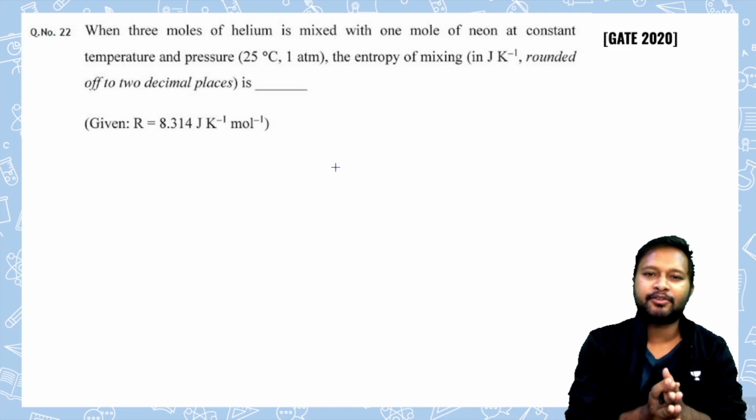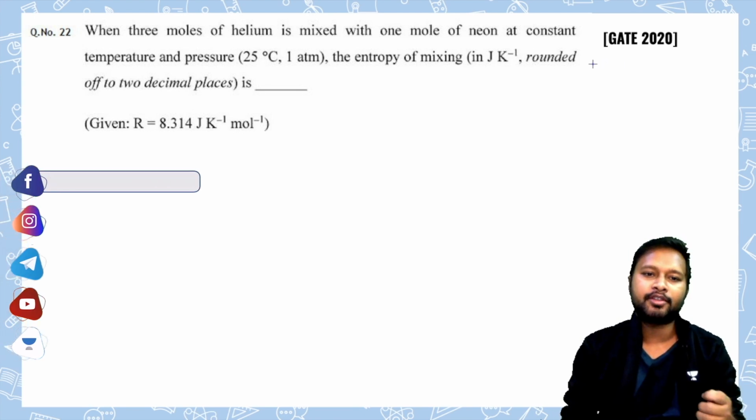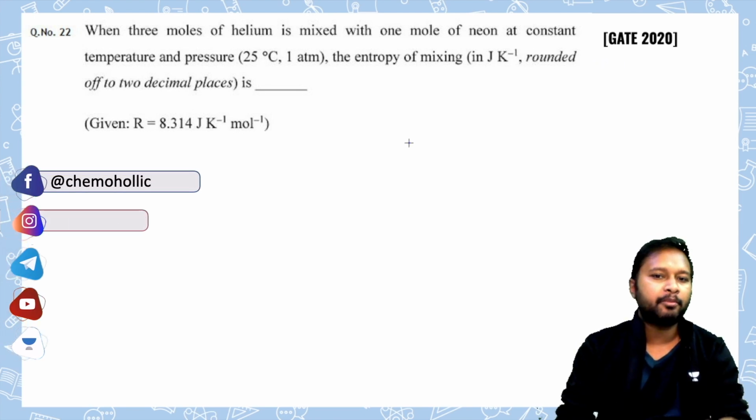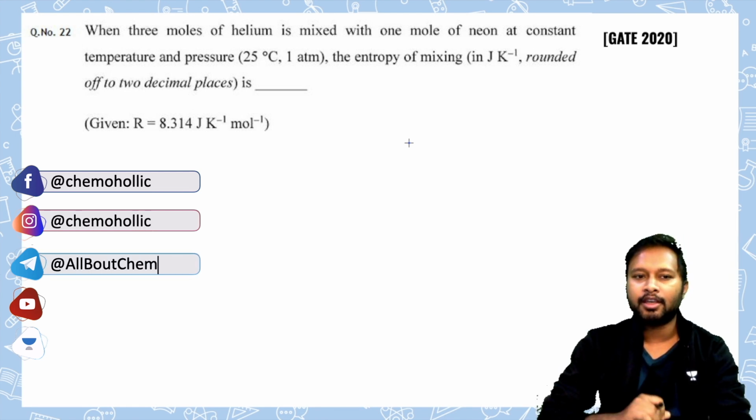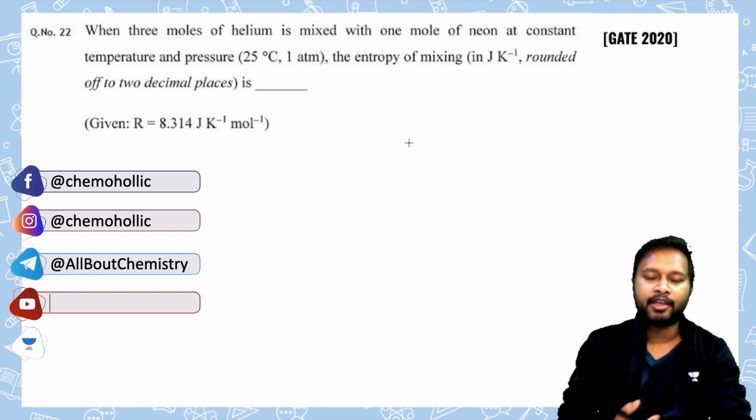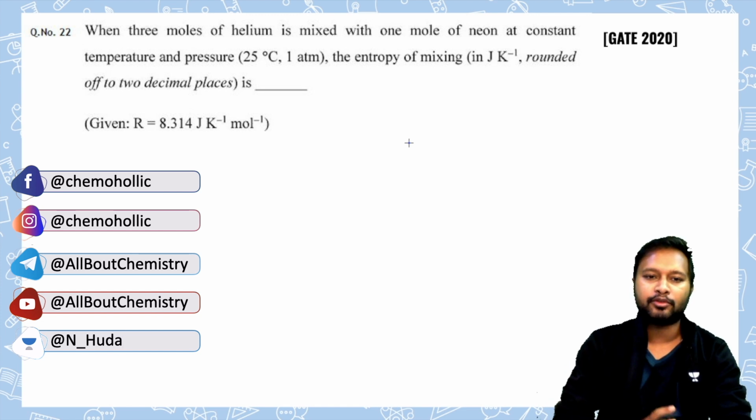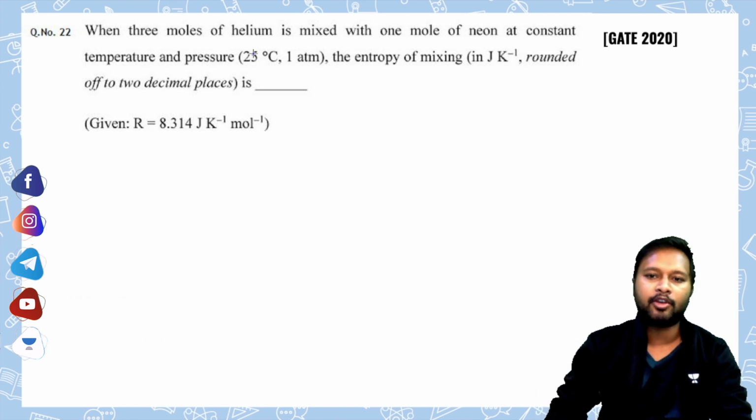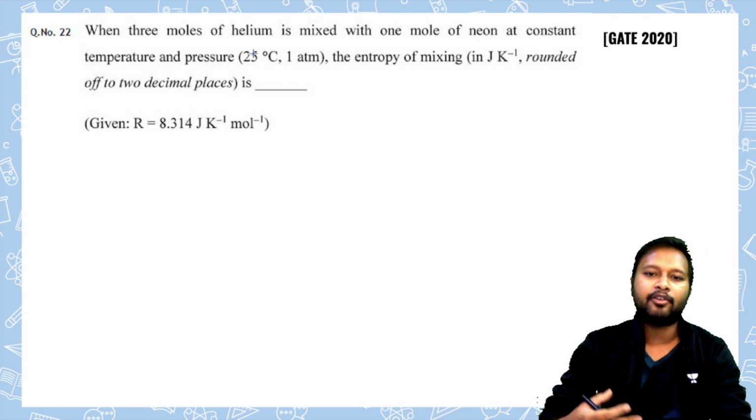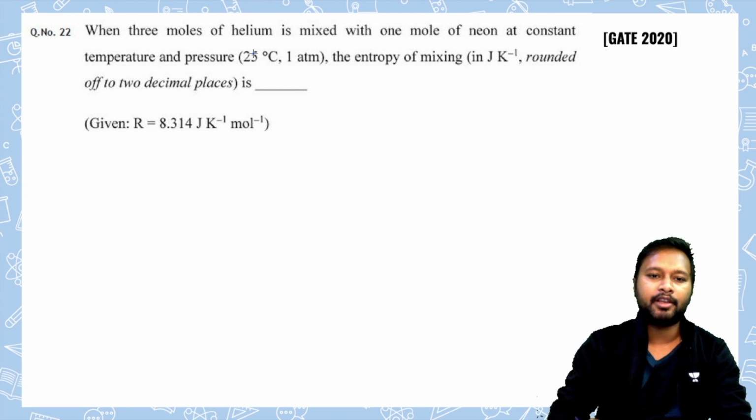Alright, so we'll start from this first question which was asked in GATE 2020 exam, and this question was based upon entropy of mixing. And remember, this is a very favorite topic of GATE. Like in many of the GATE exams, you will see similar kind of questions. So make sure that you have prepared this type of question and do watch this question very carefully, how we are approaching it. So the question says, when 3 moles of helium is mixed with 1 mole of neon at constant temperature and pressure, the entropy of mixing in joules per Kelvin is. You have to round off up till 2 decimal places.